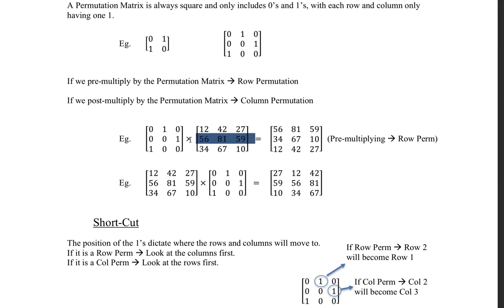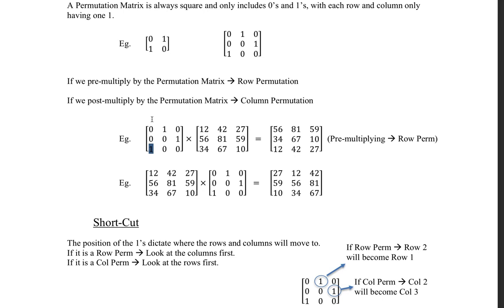If we're doing this one, a row permutation, then we have to consider the column position first. Looking at column 1, we say row 1 will go to row 3 because that's where the 1 is positioned. We're doing a row permutation, so we look at the columns first.